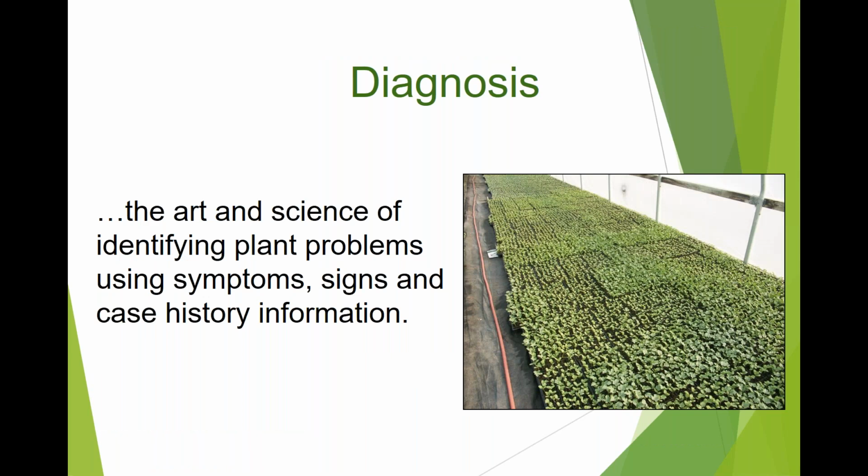The process of figuring that out is called diagnosis. And I like the definition: the art and science of identifying plant problems using symptoms, signs, and case history information. The science part is the part that you learn as growers over time: your experience with the crop, your school or education, and what references you have. The art part just comes with experience. There's no substitute for learning on the job and documenting the different things that happen, so that you can refer back to them as a learning process.